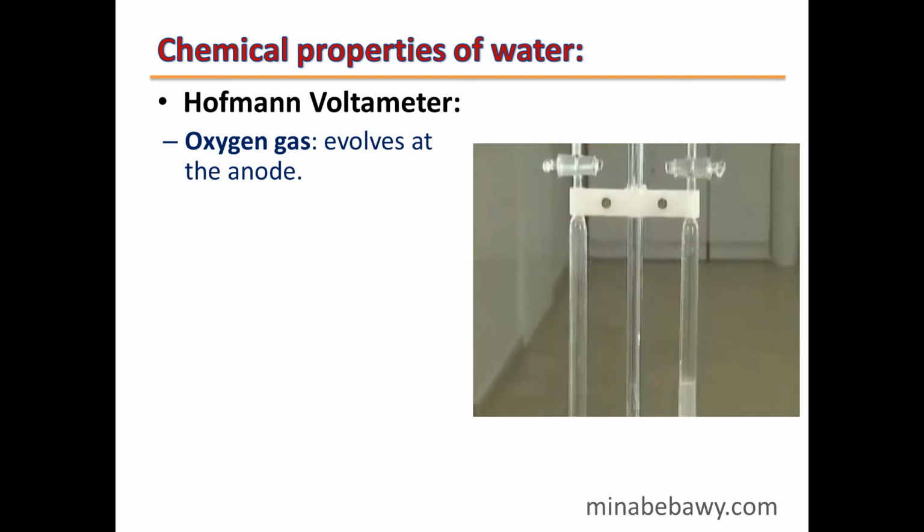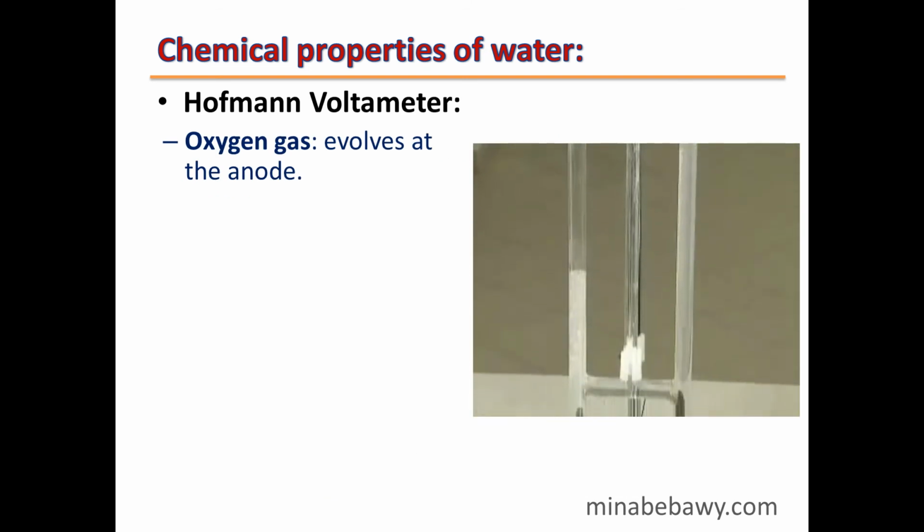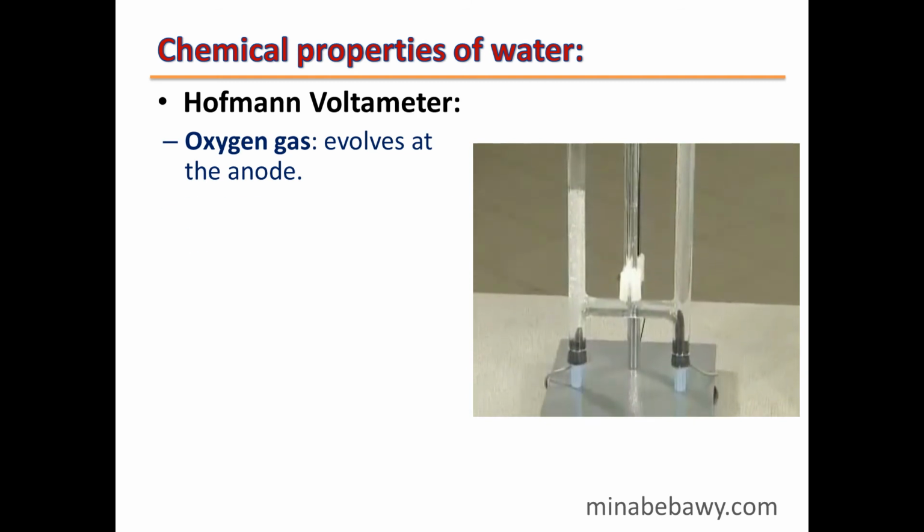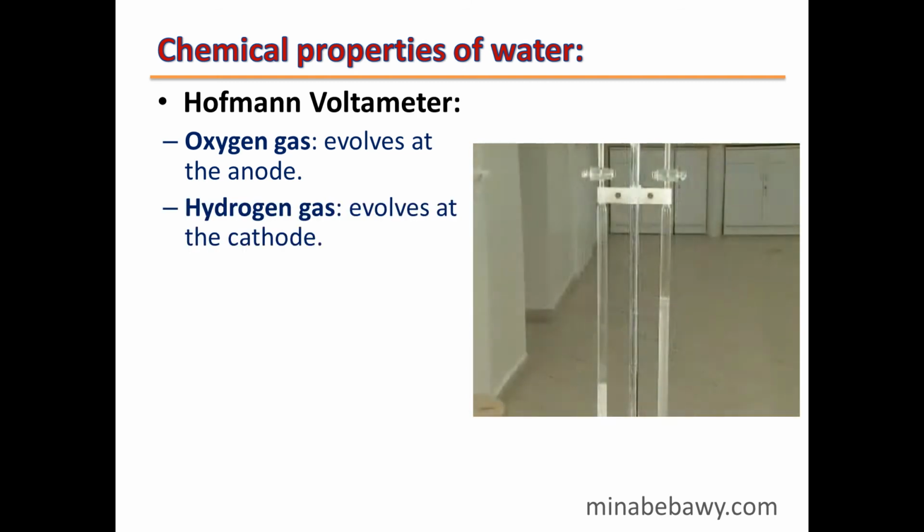In Hofmann voltmeter, oxygen gas evolves at the anode and hydrogen gas evolves at the cathode. This is because oxygen is negative, so it will be attracted to the anode, which is positive, while hydrogen is positive, so it will be attracted toward the cathode because the cathode is negative.